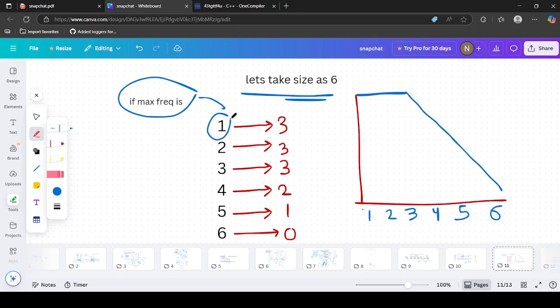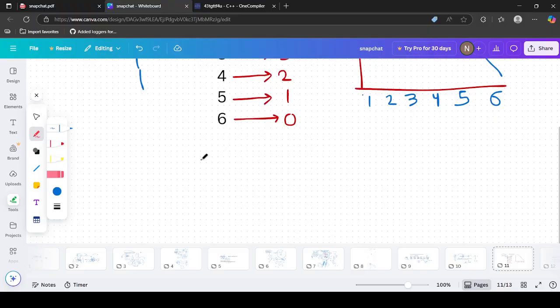If the maximum frequency is 1, what does it mean? Every element has a frequency of 1, only then the maximum frequency will be 1, right? If it is the case, then what will be the answer? It will be 3, because if the maximum frequency is 1, we can pair any two numbers. So the answer will be 3. And if the maximum is 2, let's assume that we have 3 and 3, and we have 5, 6, 7, 11.